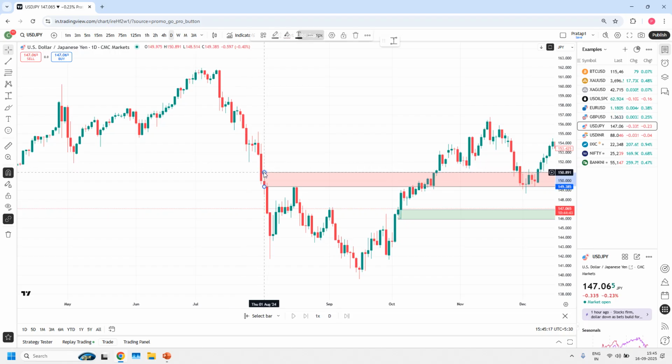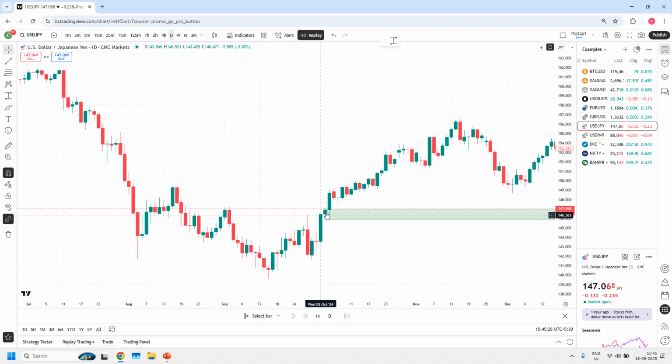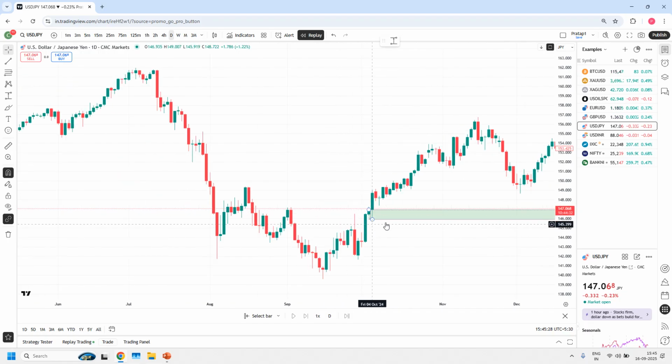Now let me remove this supply zone because it is completely violated. But before violation, it gave a very good trade because it got the zone achievement. Similarly, this demand zone, rally, base, rally, got the zone achievement by violating this drop, base, drop. So that's why we can plan a trade.